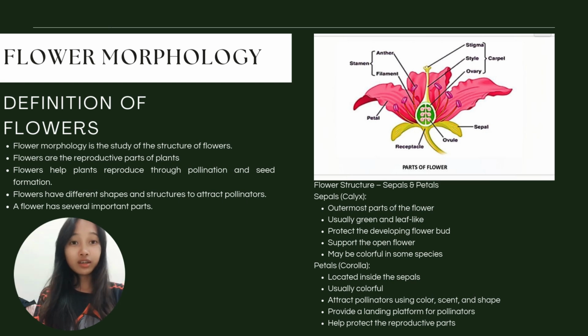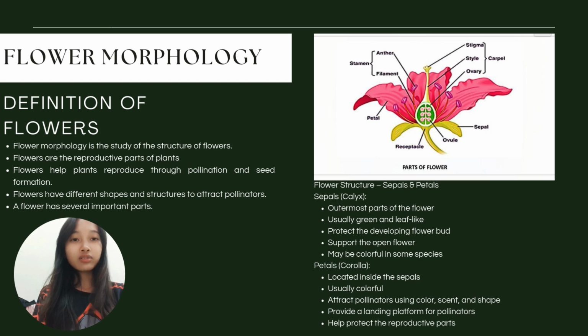The stamen is the male part of the flower and it produces pollen. It consists of the anther and filament. The pistil is the female part and it includes the stigma, style, and ovary. Petals help attract insects while sepals protect the flower parts.